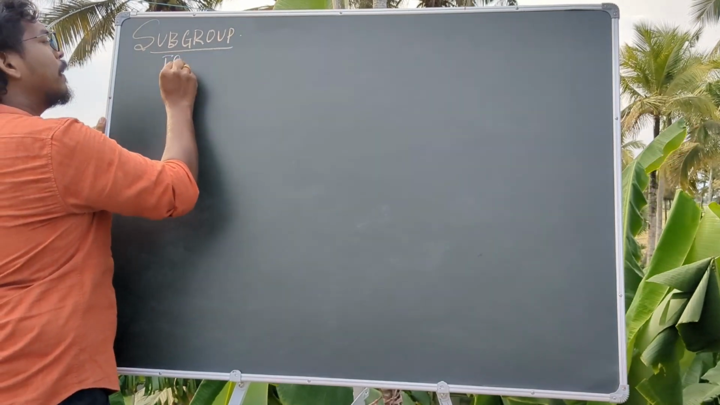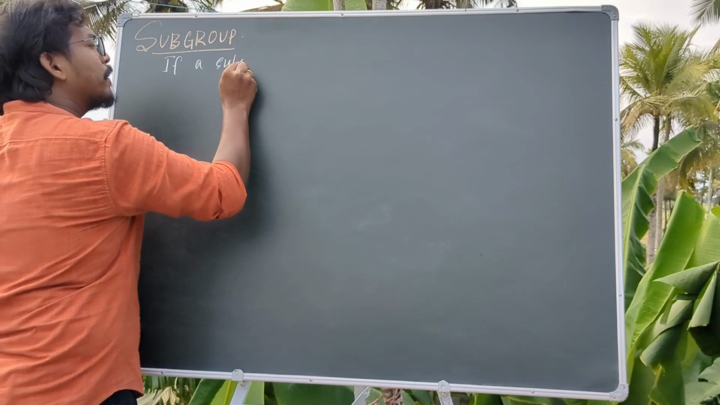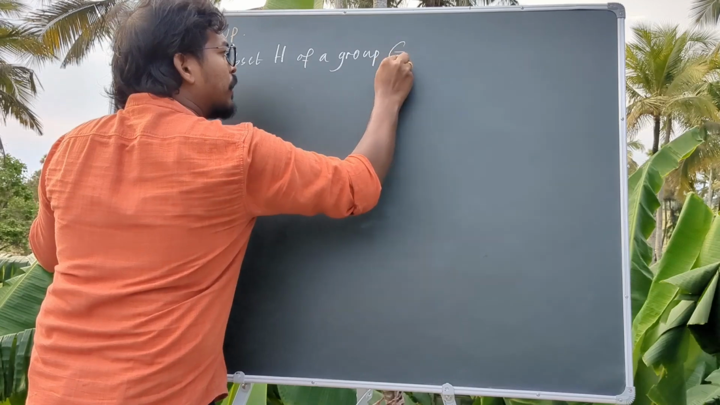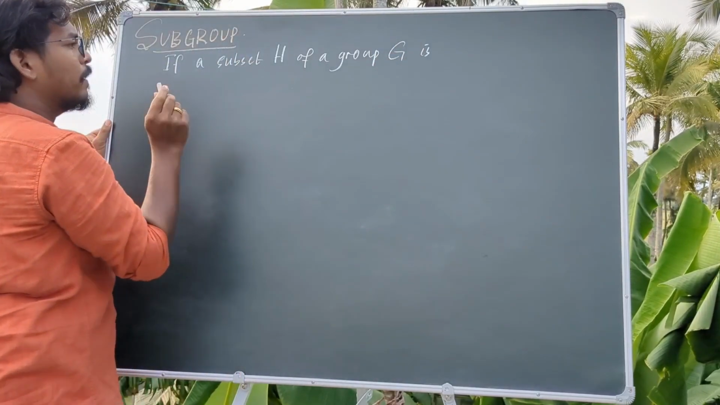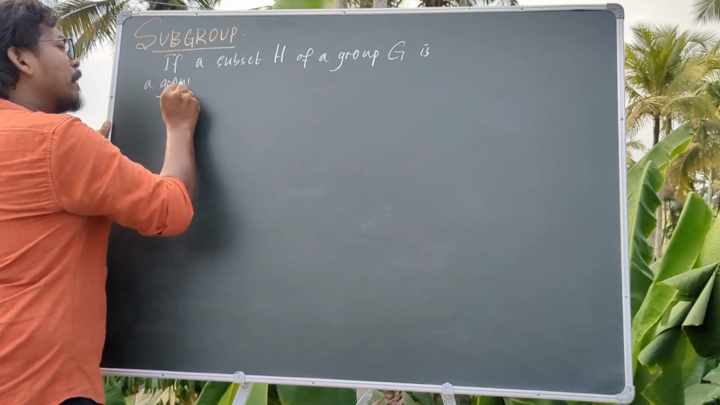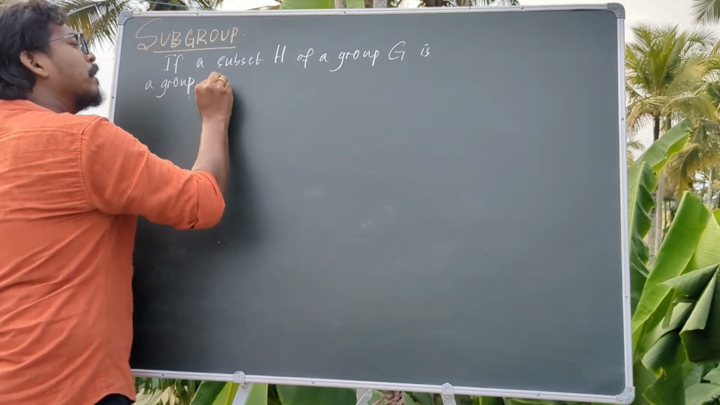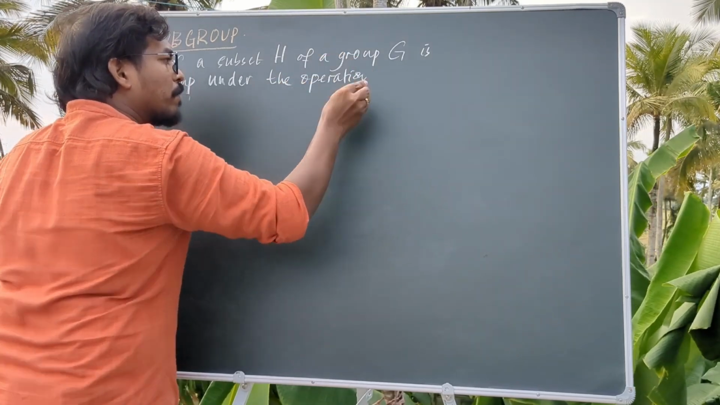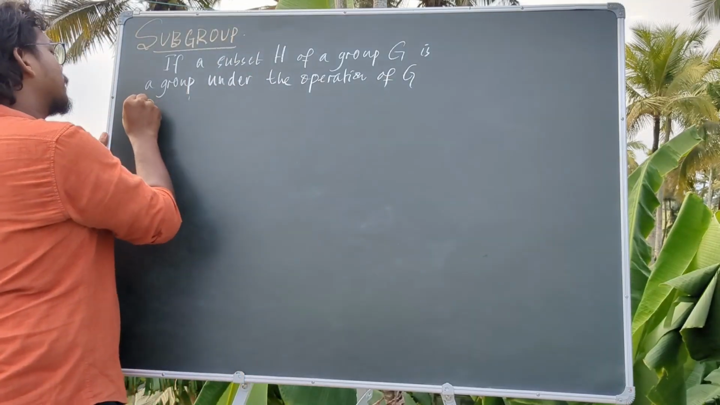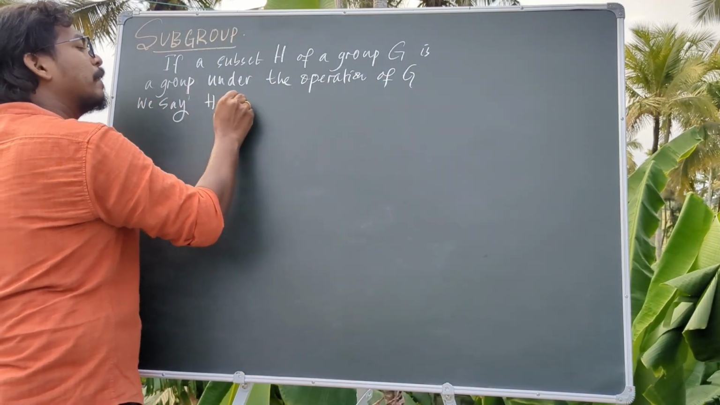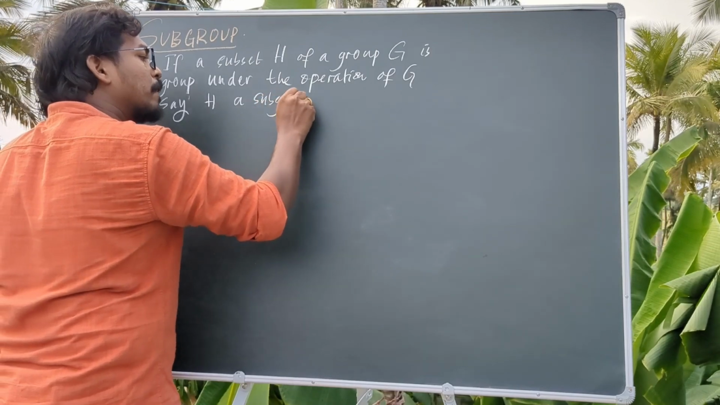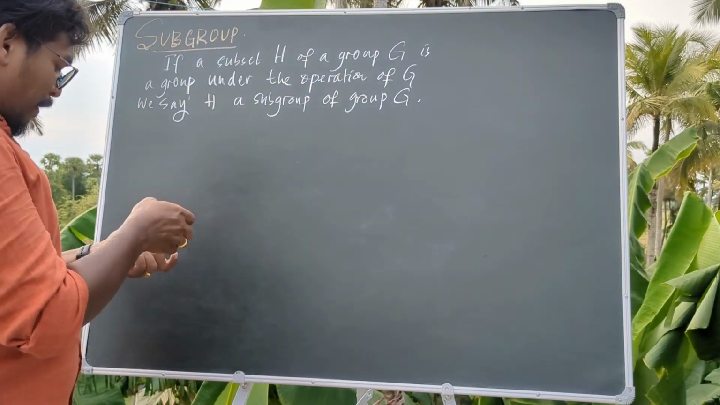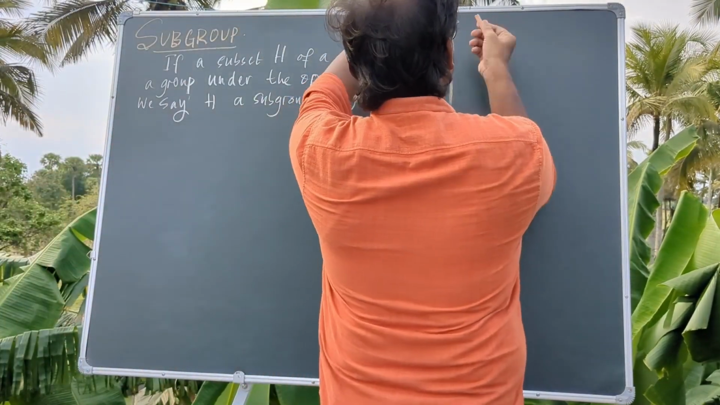If a subset H of a group G is a group under the operation of G, we say H a subgroup of group G, and we have some notations for this.